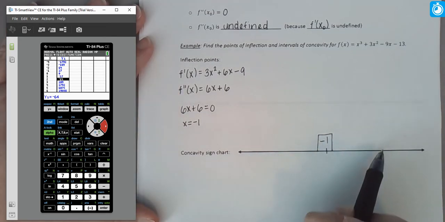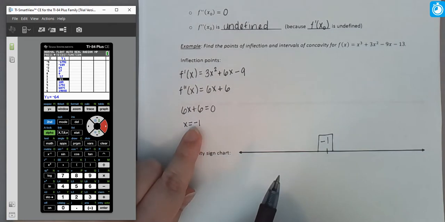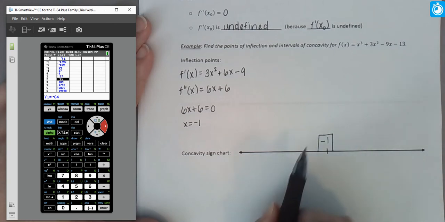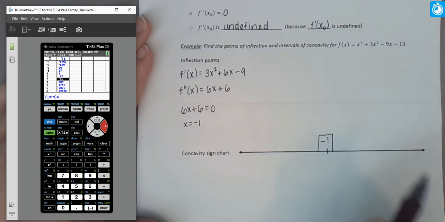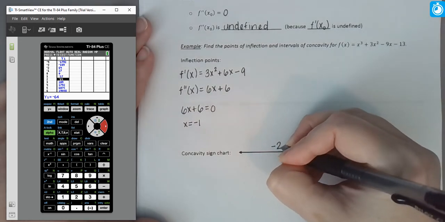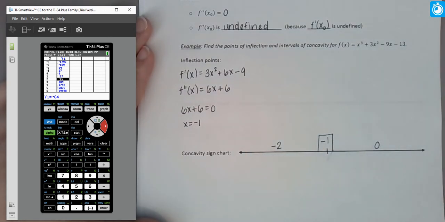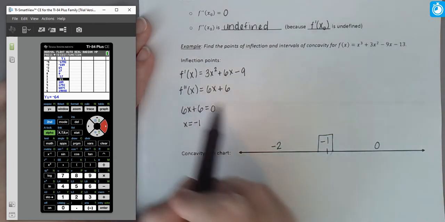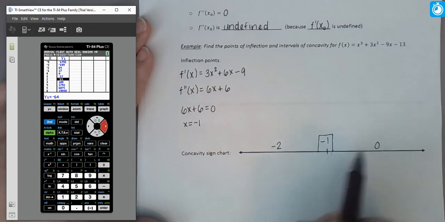So we want to pick a test value on either side of this location where supposedly our concavity is changing. And based on what we see for our test value, that represents the interval as a whole and the curvature we see as a whole. So something less than -1, maybe -2, something greater than -1, maybe 0. Now what are we checking? We're checking concavity, which is represented by our second derivative. So we want to evaluate our second derivative at both of these locations.